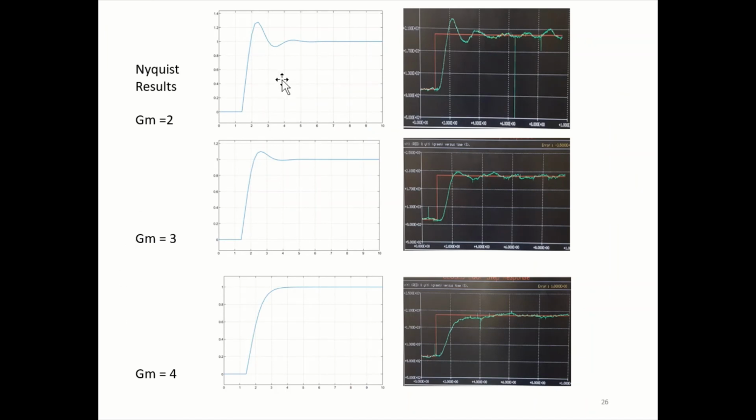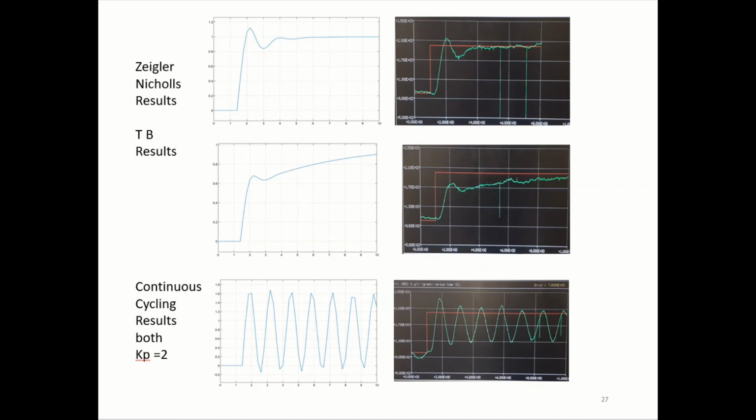Then we did Nyquist design, and these are the Nyquist designs now for gain margin 2, 3 and 4, and these are the real-time results, which I've got as screen dumps off the video, and you can see there's a good correlation between these. This one's got overshoot, undershoot. This one's got a bit of overshoot, a little bit of undershoot, and this one's got no overshoot at all. So there's a good correlation between our Nyquist simulations and our different Nyquist designs for different gain margins on the real system.